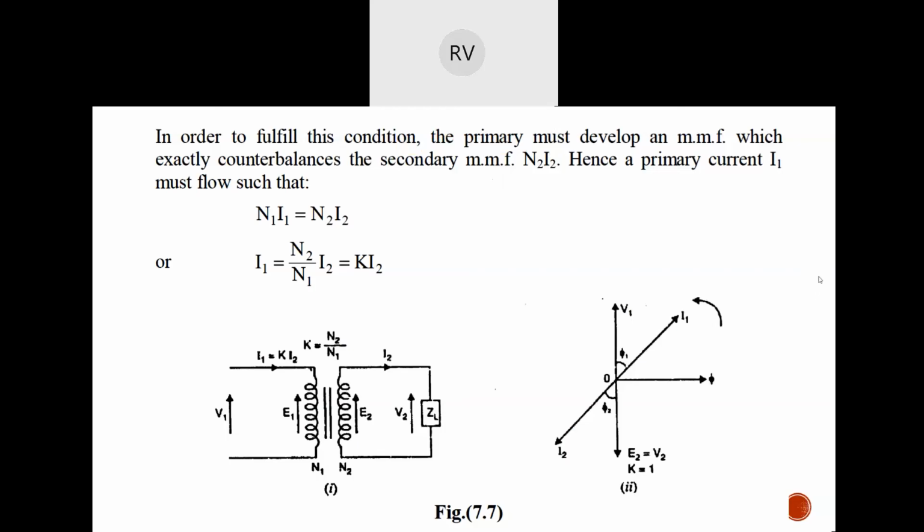So how much current should I1 draw in order to make sure that the flux is not changed? Here you can see N1 I1 should be equal to N2 I2, right? And again I1 is equal to N2 by N1 into I2. You know what I2 is, and you know N2 by N1. N1 and N2 are constant values, so you will not have any change in them. So the I1 value should be equal to K into I2, such that the MMF produced by the secondary is counterbalanced.